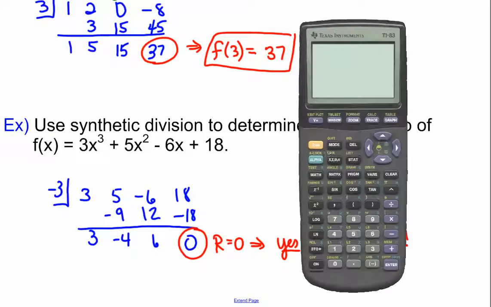But remember, I want to be able to check things as many ways as I can, so if I go to my calculator and I input f of x here, and I look in the standard window, I should expect to see an x-intercept, a 0, at negative 3, and I do. I don't see a very nice graph here, but I can tell that it crossed at negative 3, so it's a good thing to confirm graphically.